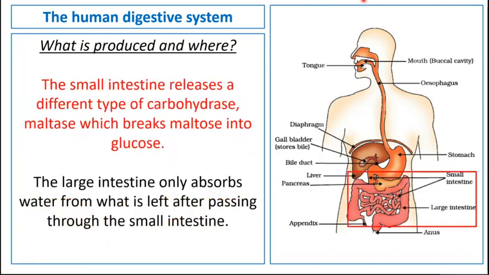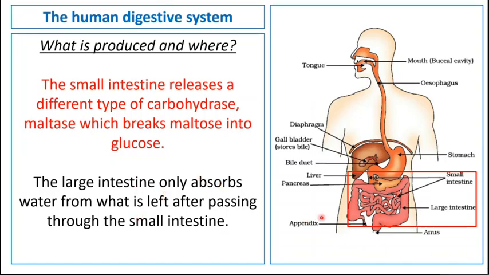Now, in the small intestine, again, we only have a chemical breakdown. We have the small intestine producing another carbohydrase called maltase. Now, this maltase breaks maltose into glucose. That maltose was produced further up in the mouth, and maltase breaks the maltose that was created in the mouth into glucose.